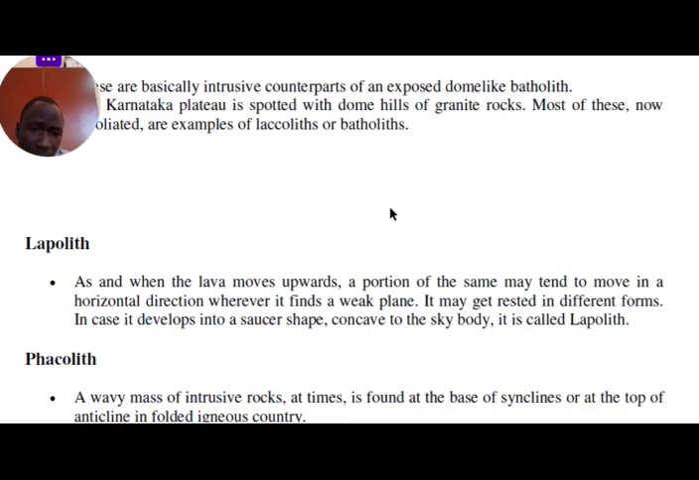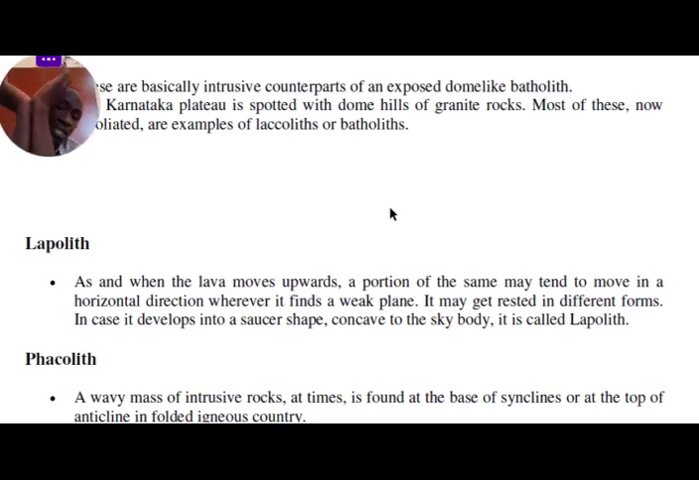It is formed concave to the sky. In other words, it forms a saucer shape. It is a bit like a curve. That's how the lacolith is formed.